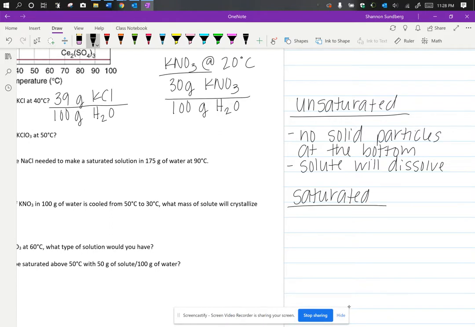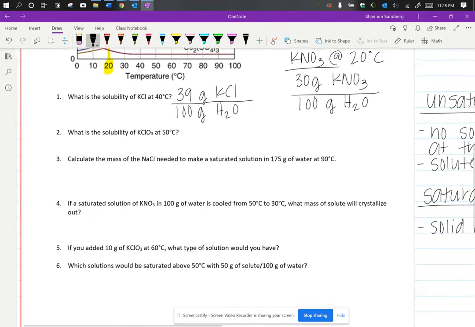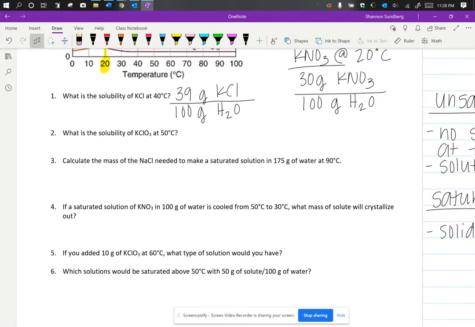There's solid at the bottom. The solution cannot take any more. You've reached that maximum level of where the solid dissolves, and then that's where you get that recrystallization, and that's why you have solid at the bottom. So going back to number 3 here, it says calculate the mass of the sodium chloride needed to make a saturated solution in 175 grams of water at 90 degrees Celsius.